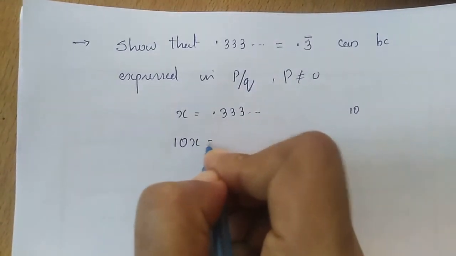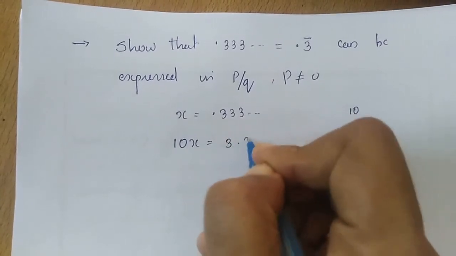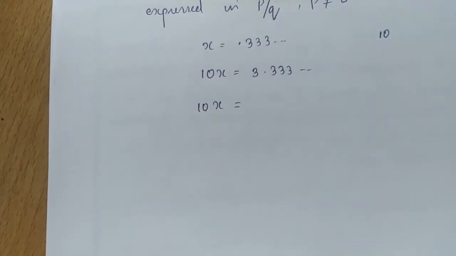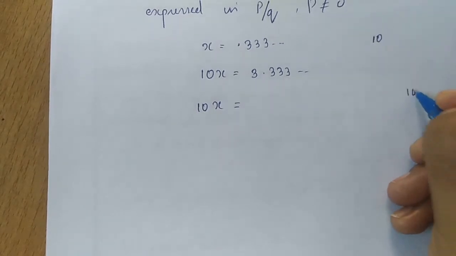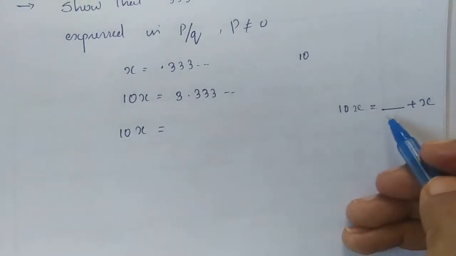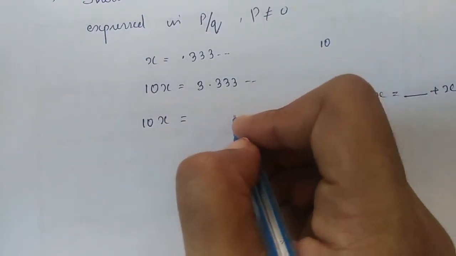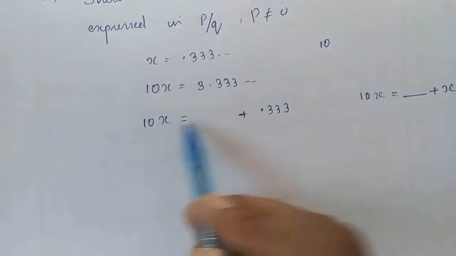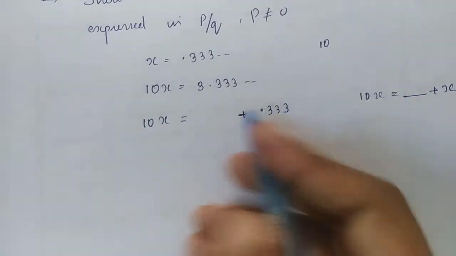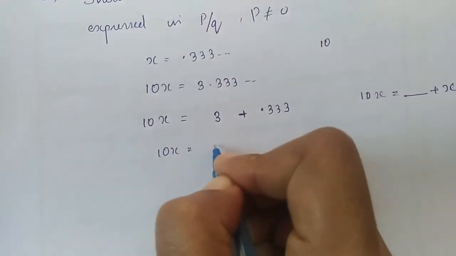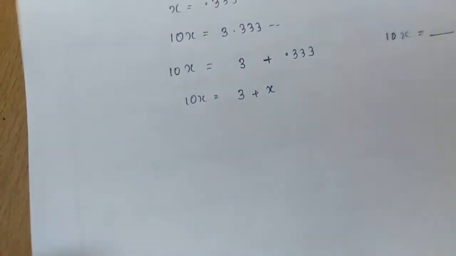So 10x is equal to 3.333, etc. Then we have to rewrite this statement in this form: 10x is equal to some value plus x. Here x is 0.333, etc., and we know that 10x is 3.333, so the value added to x is 3. So we can rewrite it as 10x equals 3 plus x.